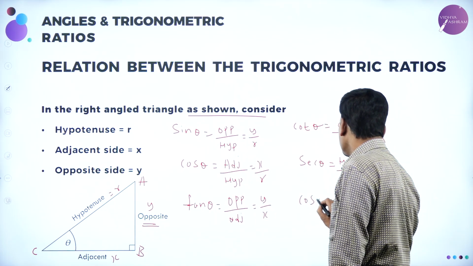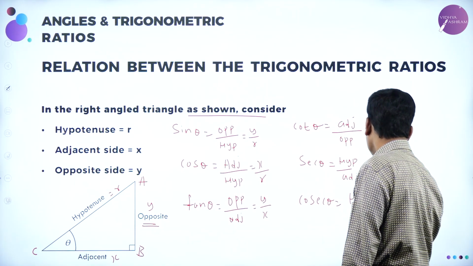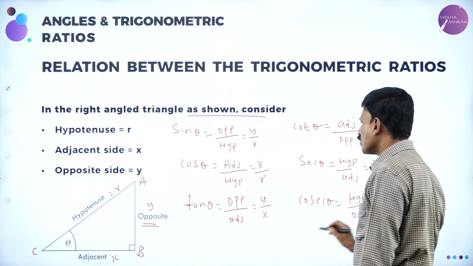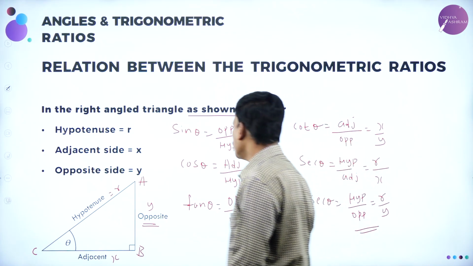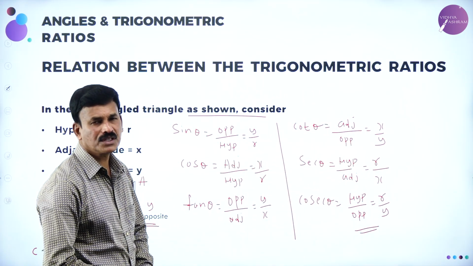And the last one, cosecant of angle theta, is called cosec theta. Cosecant theta is equal to hypotenuse divided by opposite. What is hypotenuse? R, divided by opposite, which is y, so r by y. See, these are the 6 trigonometrical ratios.